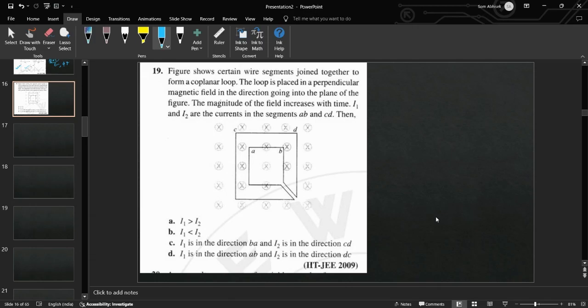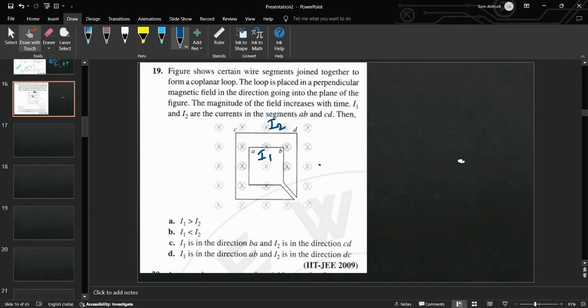This is again a very good question. See, there are two currents here, I1 and I2. The loop is placed in a field whose magnitude increases with time. I1 and I2 are the currents in the segments AB and CD. Suppose I1 is here in AB and I2 is here in CD.